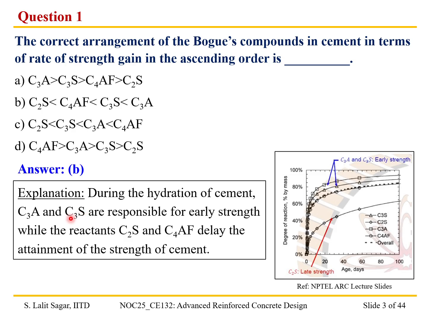Whenever we need to develop a high strength cement, we tend to increase the proportion of these two particular compounds. On the other hand, when we need delayed strength gain, then we increase the proportion of these two Bogue compounds, that is C2S and C4AF. This particular slide has been taken from the course lecture.